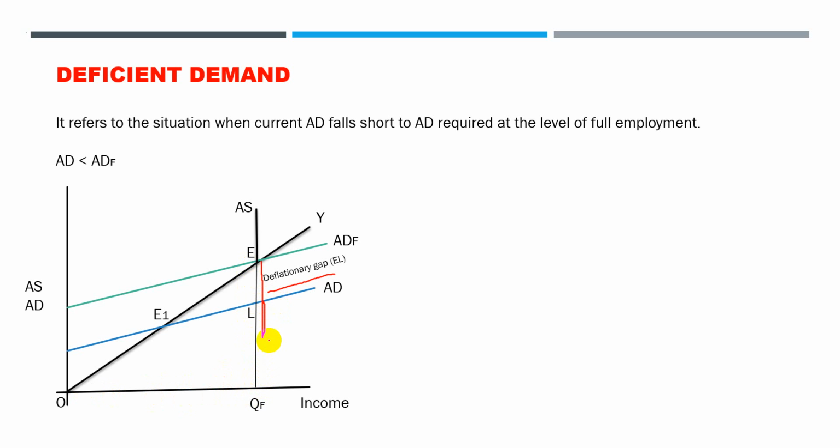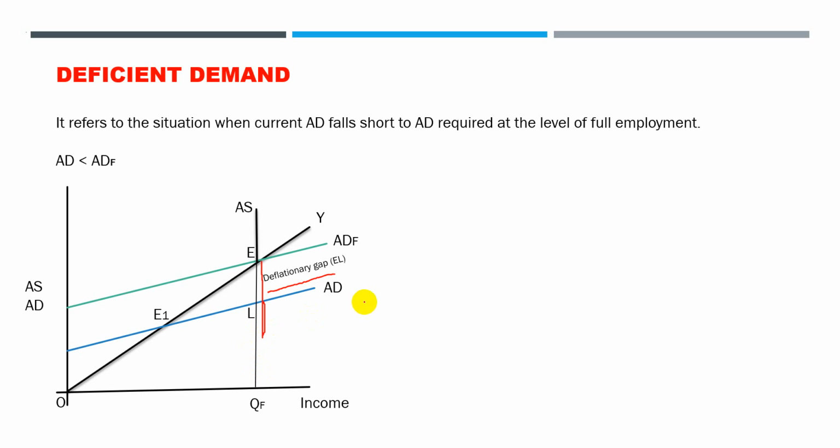This level of aggregate demand corresponds to point L on the aggregate demand curve, and at this point aggregate demand curve lies lower than the 45-degree line. Thus, actual aggregate demand falls short to the tune of EL, that is EQF minus LQF, to the aggregate demand required for full employment. Hence, it is the case of deficient demand. When aggregate demand falls short of the full employment level of output, it gives rise to the situation of deflation in the economy.